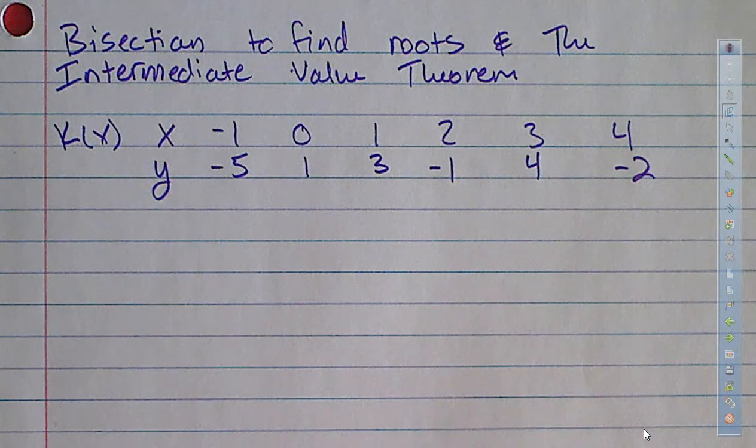All right, so let's say that we have the function k of x, and we're going to say that k of x is continuous, meaning that you could draw k of x without ever having to lift your pencil. There's no point discontinuities, there's no jump discontinuities, nothing like that.